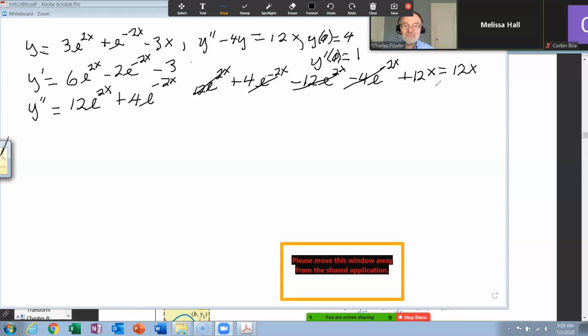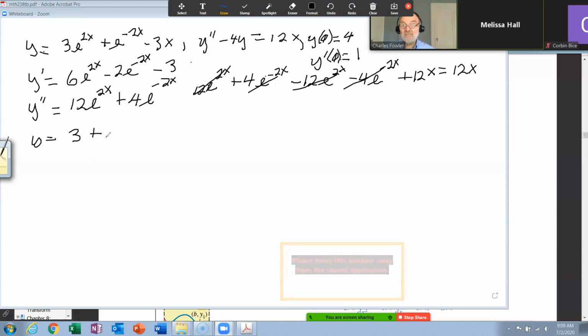But we're still not through. Your initial conditions must be reached. So let's go over here and plug in 0 for x, and you get y is equal to 3 e to the 0 is 1, plus 1, because e to the 0 is 1, minus 3 times 0 is 0, and that sure enough is 4. First initial condition met in spades.